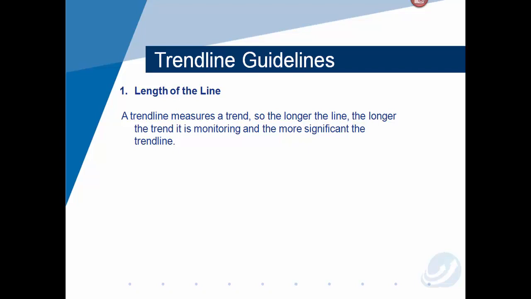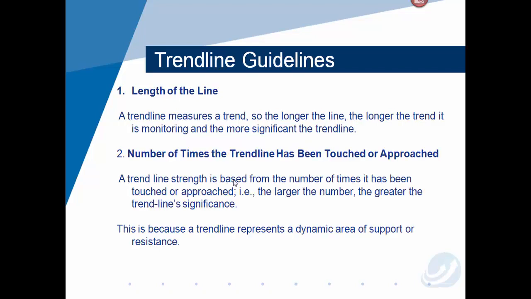A trend line measures a trend, so the longer the trend line, the longer the trend it is monitoring, and the more significant the trend line is. So, the longer the trend line is, or the longer the trend is, the more solid, the more valid that trend becomes, or that trend line becomes. The number of times the trend line has been touched or approached: the trend line strength is based on the number of times it has been touched over and over again. The larger the number, the greater the trend line significance.